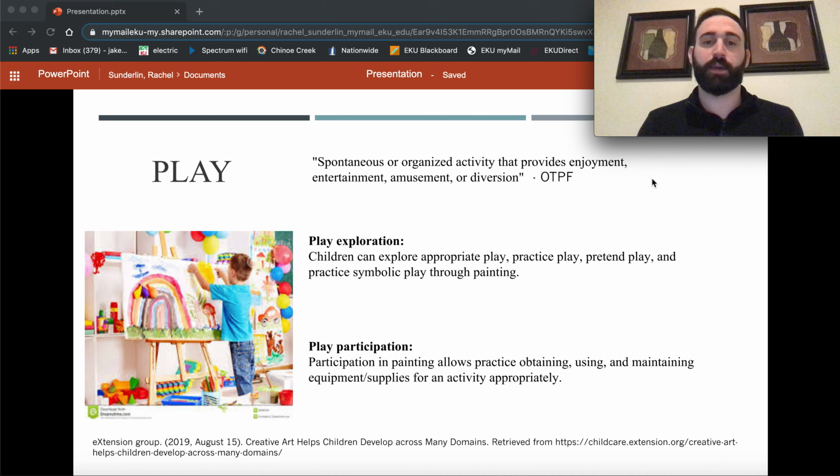So children are going to be able to experiment with mixing colors together. They're going to be using their imagination and developing skills such as sequencing through playing with paint. Another subsection of play was play participation. Participation in painting allows practice obtaining, using, and maintaining equipment and supplies for activity appropriately. So this is another way that playing with paint can aid in developing developmental skills that are very important.